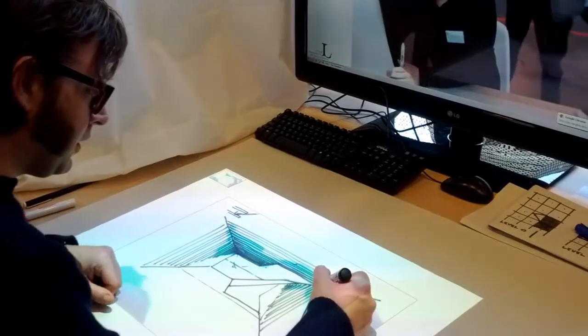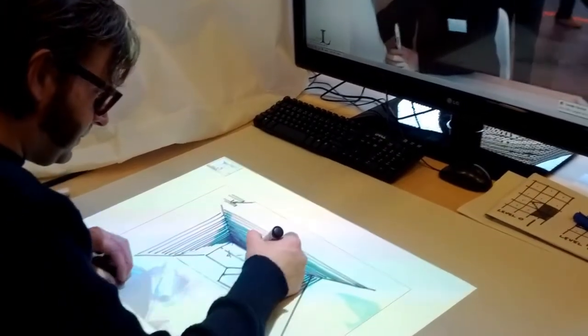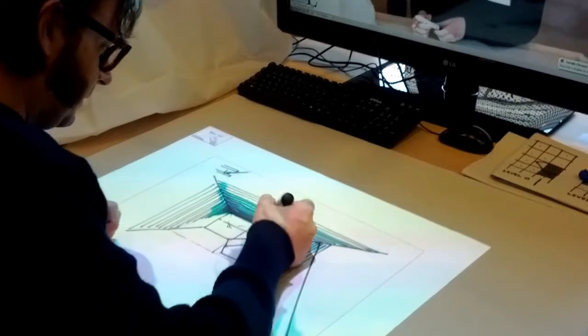This is where the sun comes in on the other side. So you have this point.